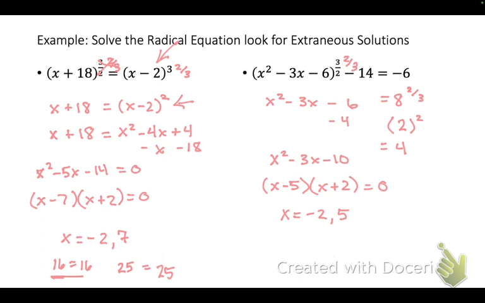Okay. So now we check them. So again, we can plug them in either place. I'm plugging them in right here. Everyone understand that? Yeah. This is a 4, so we have to get 4 as an answer. So if I plug in -2, I get 4 minus 12 minus 6.